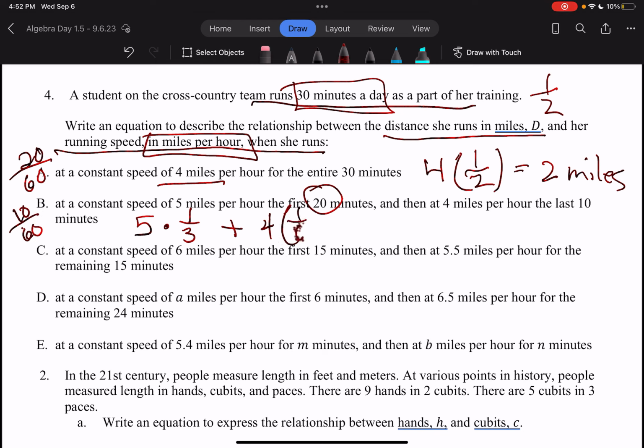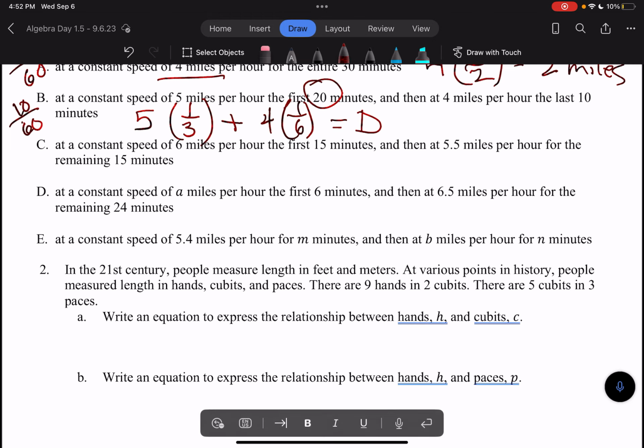So 4 times 1/6, and actually remember I told you to use parentheses for multiplication, so I should do that this way. All right, equals her distance. And if you wanted, you can calculate that out and get 5/3 plus 2/3. You can go ahead and calculate that if you like, but you can also leave it in fraction form like this as long as you're showing me what it is.